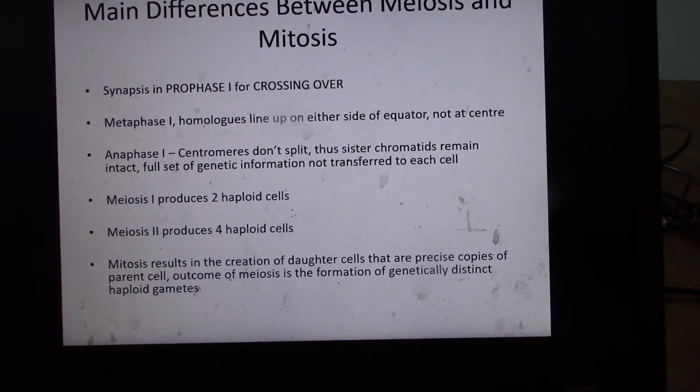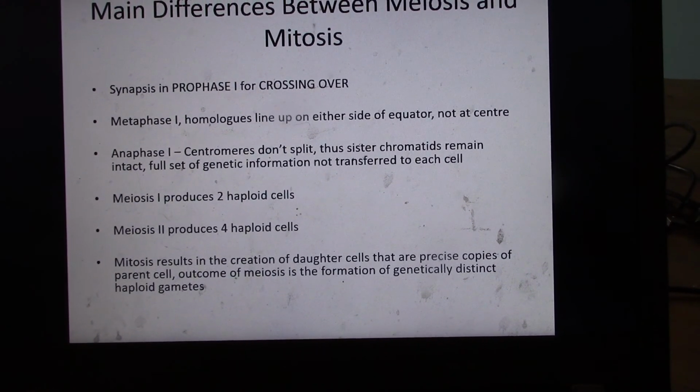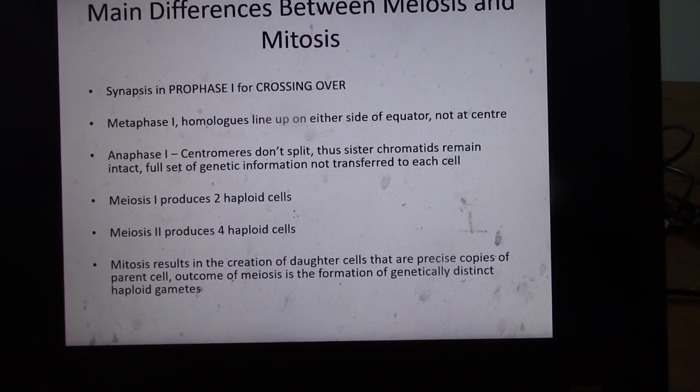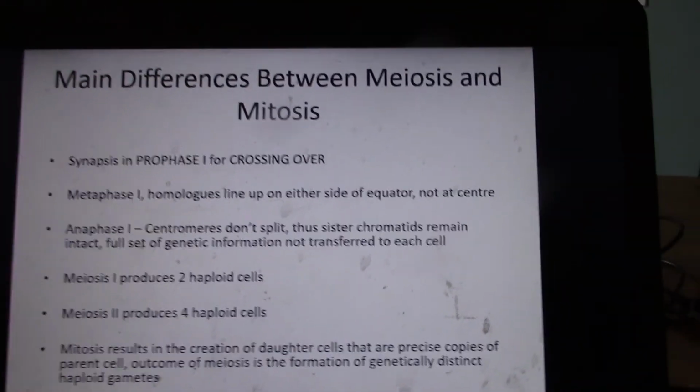Meiosis 1 produces 2 haploid cells. Meiosis 2 produces 4. Mitosis results in the creation of daughter cells that are precise copies of the parent. And the outcome of meiosis is genetically distinct gametes.